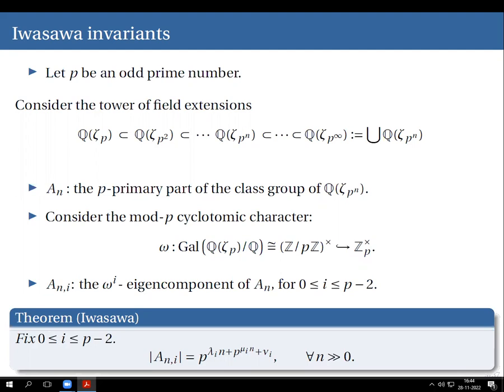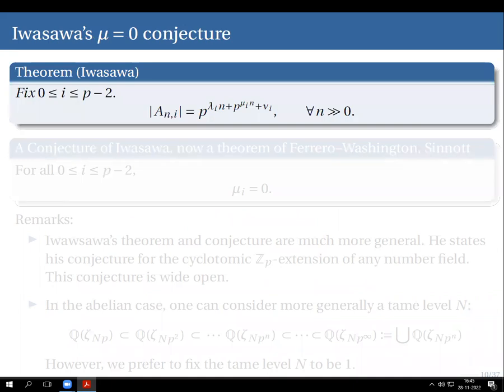So this class group is a P primary class group, so its size is a power of P. And if you look at the exponent of P here, there's a linear term, there's an exponential term, and there's a constant term. This linear term is the lambda invariant, this exponential term is the mu invariant, and then there's this constant term nu. So this lambda, mu, and nu are called Iwasawa invariants. And this result of Ferrero Washington that I was talking about is about this mu invariant. Okay. So this is this famous result of Iwasawa that kickstarted Iwasawa theory.